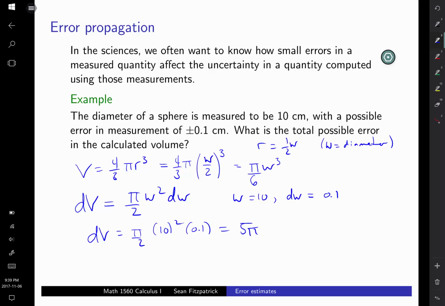That's around 15.7 cubic centimeters. That's the possible error in the volume that we calculated due to the possible error in our measurement. So this is the sort of thing you can calculate using differentials.